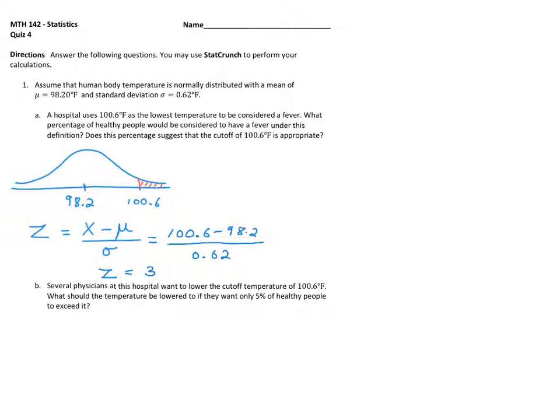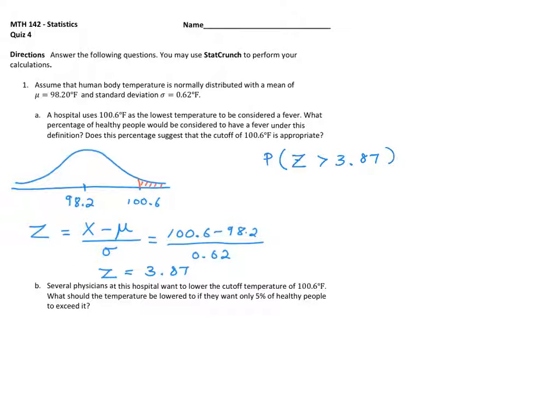I did this ahead of time, and my z-score was 3.87. So what this tells me is that's a z-score that's really far away from the mean. It's almost 4 standard deviations away. So I'm expecting this to be a very small percentage. So the rest of this is just getting my answer by using StatCrunch. So I'm looking for the percentage of z-scores that are greater than 3.87.